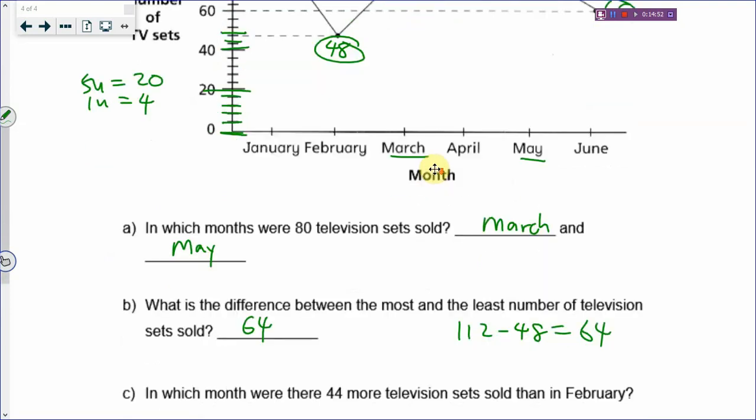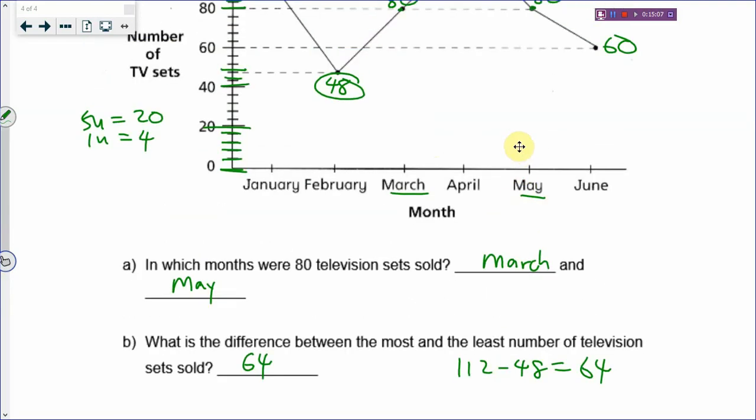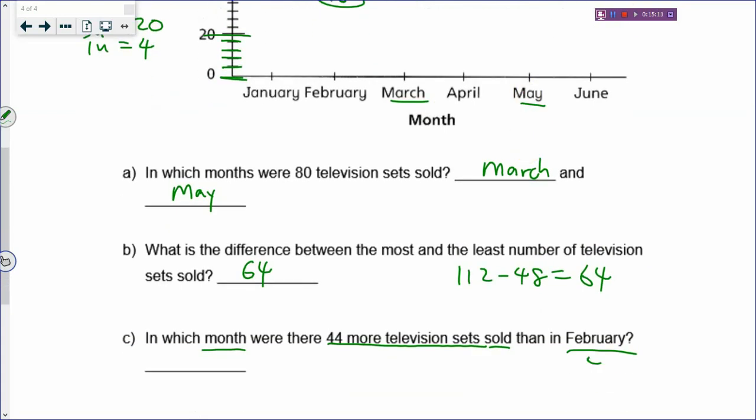Okay, let's go to the next one. In which month were there 44 more TV sets sold than February? So you need to find how many TV sets were sold in February, which is 48, right? You can see February has 48. Okay, we can put down 48.